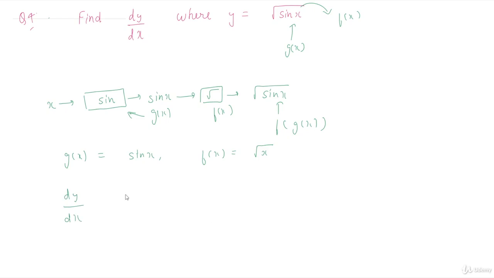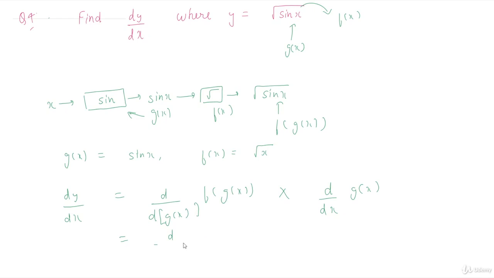So dy by dx will be d by dg of x, that is the inner function, according to the chain rule: we differentiate the whole composite function with respect to the inner function, multiplied by the differentiation of the inner function with respect to the input variable on which this inner function is defined, that is x. So now this f of g of x is under root sine x and g of x is sine x.